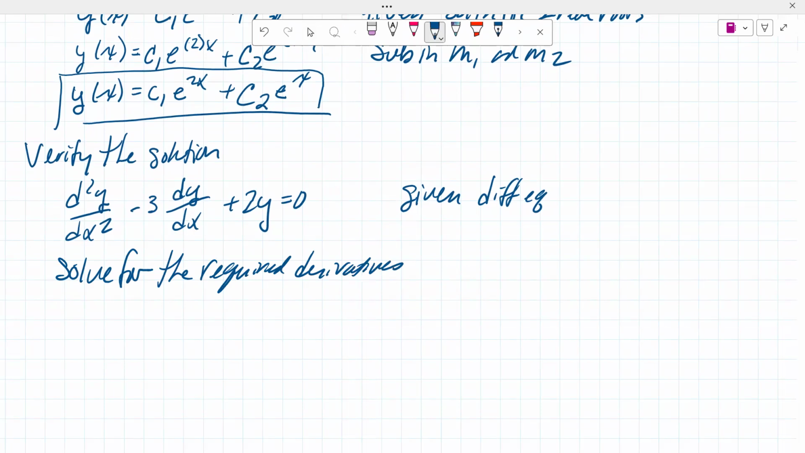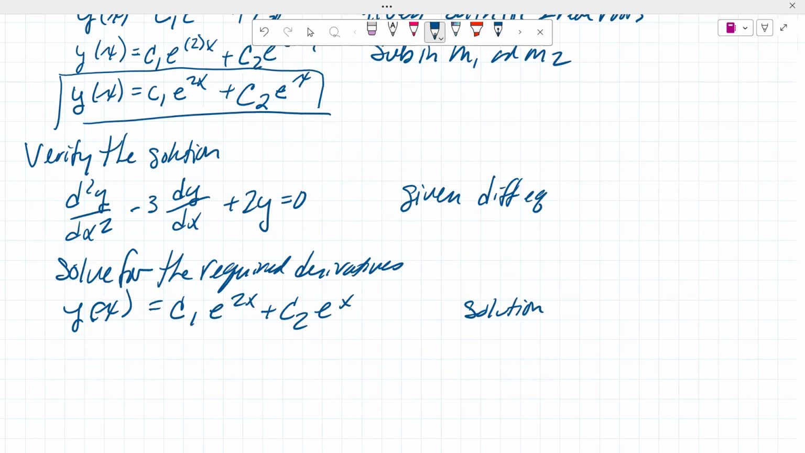All right, so which derivatives do we need? Well, we need the first and the second derivative. So here we have y of x equals c1e to the 2x plus c2e to the x. That was our solution from above.